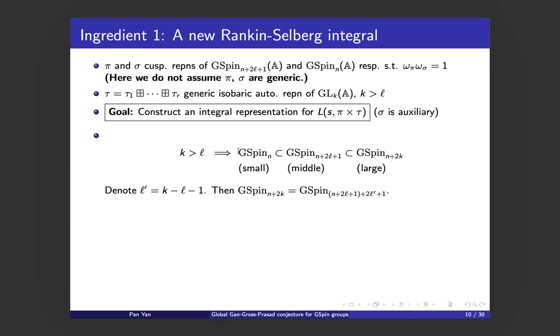So curiously, we have GSpin n inside GSpin n plus 2l plus 1, when we talk about the global GGP. Now we introduce tau, which is a representation of GLk, and k is greater than l. So we can actually embed further GSpin n plus 2l plus 1 inside GSpin n plus 2k. So we have these three GSpin groups, which I refer to as small GSpin, middle GSpin, and large GSpin.